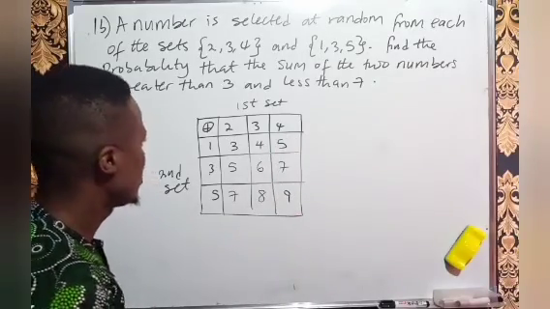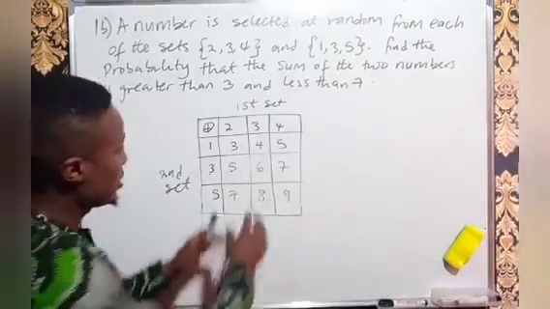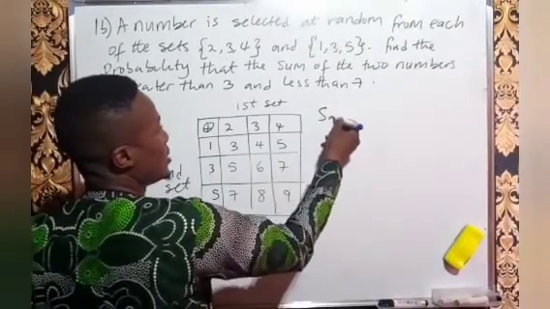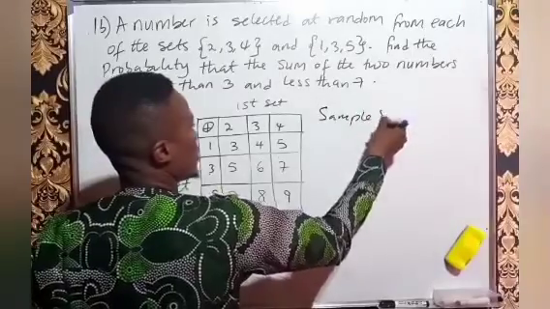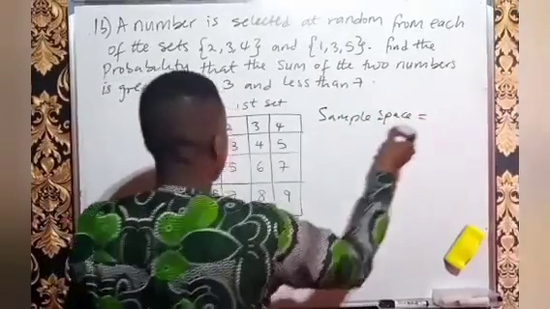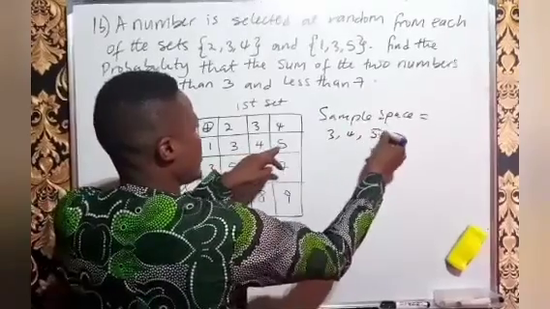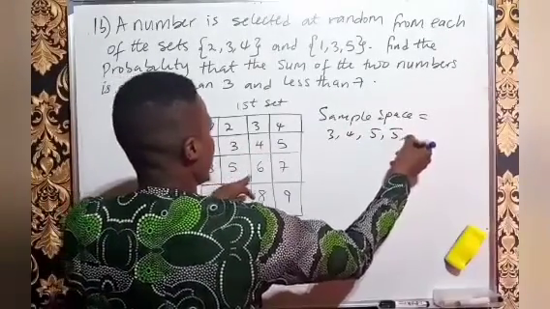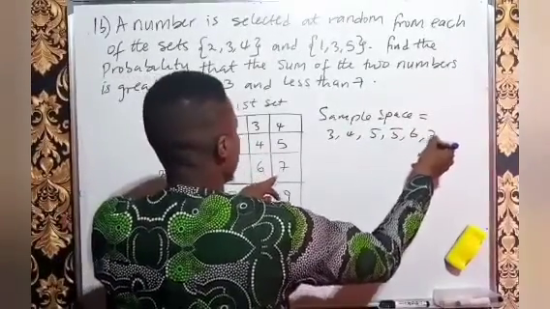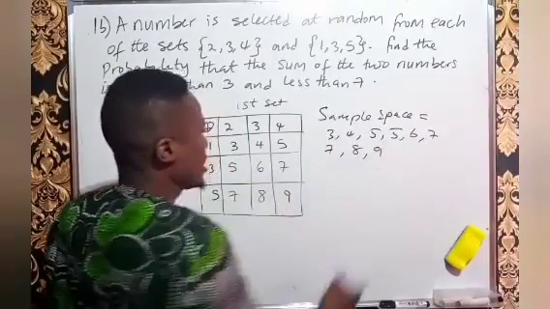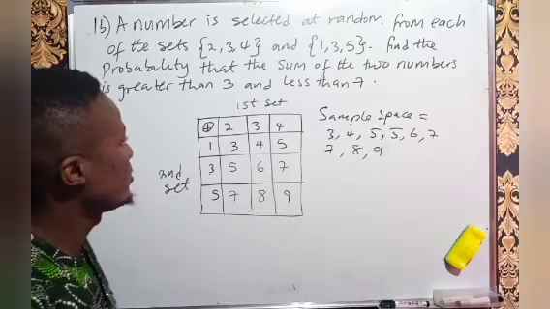So now, all these items here are the sample space. So the sample space will now be 3, 4, 5, 5, 6, 7, 7, 8, and 9. These are the sample spaces we are having here.